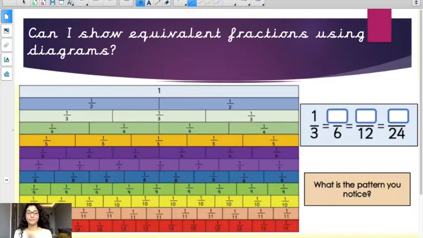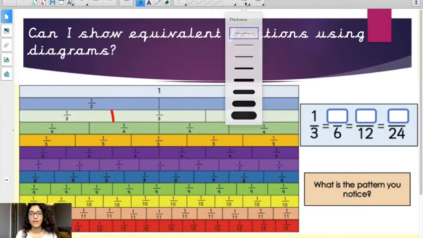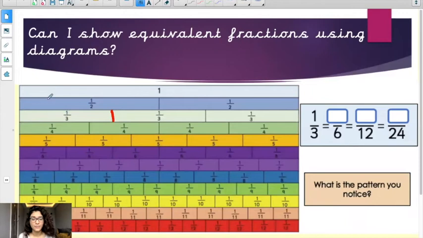Okay, so let's try and find equivalent fractions in this fraction bar model. So we have 1/3 to start us off. Now we need to find 1/3 first of all. I'm just going to draw a line because I find that the line really helps me. And then what you're going to do is find the fraction that is equivalent to 1/3. Now we are given denominators. We're given the denominators 6, 12, and 24. So that tells you what part of the model to look at.